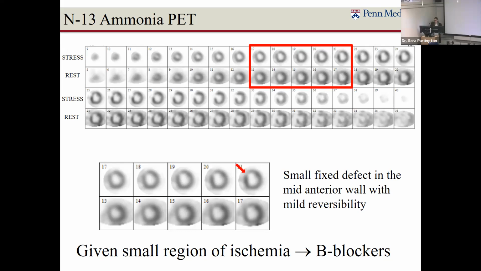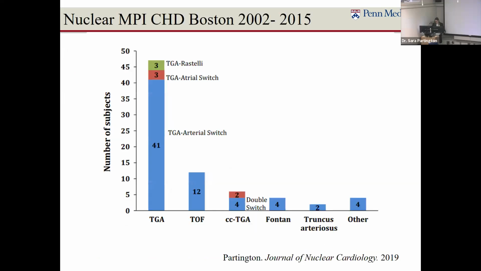Given that he had just a very small amount of ischemia, the thought was to avoid trying to revascularize this challenging lesion and to treat the ischemia with beta blockers. And he actually did very well. His symptoms improved.